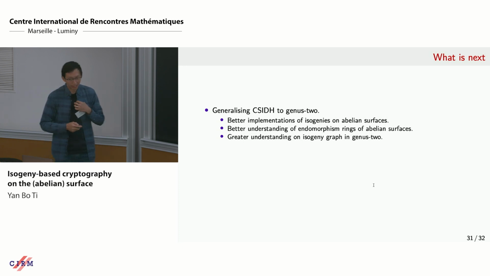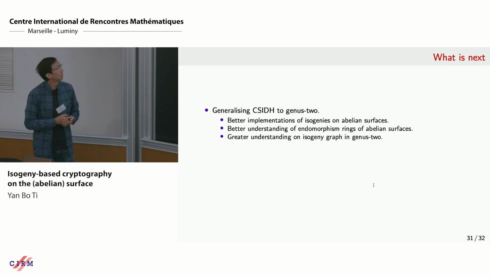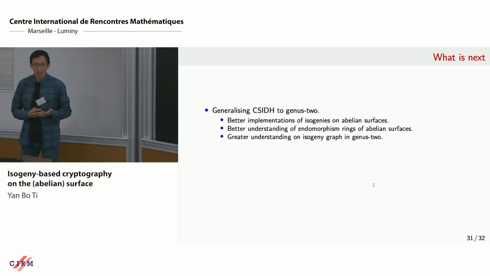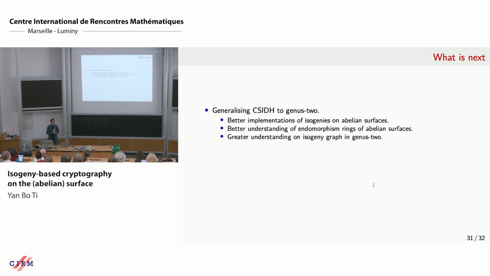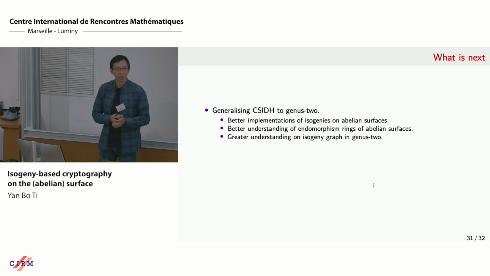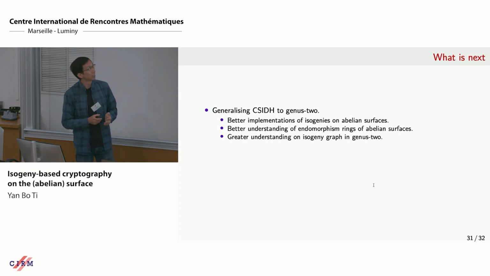But what I like to do next is I like to generalize CSIDH to genus 2, for example, because it sounds fun. But what we need is we need better implementations of isogenies on abelian surfaces. This would involve speeding up Robert's implementation of AV isogenies. We need to understand endomorphism rings of abelian surfaces better. And we also need to understand genus 2 graphs better. And this is why, if you've been bugged by me, this is why I've been talking to you so much.